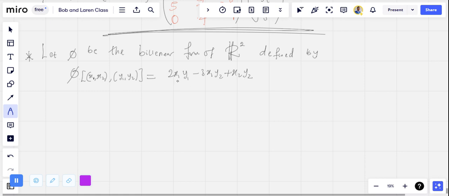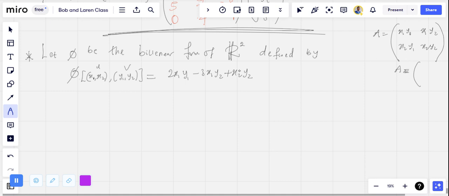If I ask you to look for matrix A, the matrix notation for phi, you can actually do that. This is my U, this is my V. So the general form of matrix A will be x1 y1, then x1 y2. That's all. I can't have y3 since y3 does not appear here at all. Then the next row is x2 y1, x2 y2.